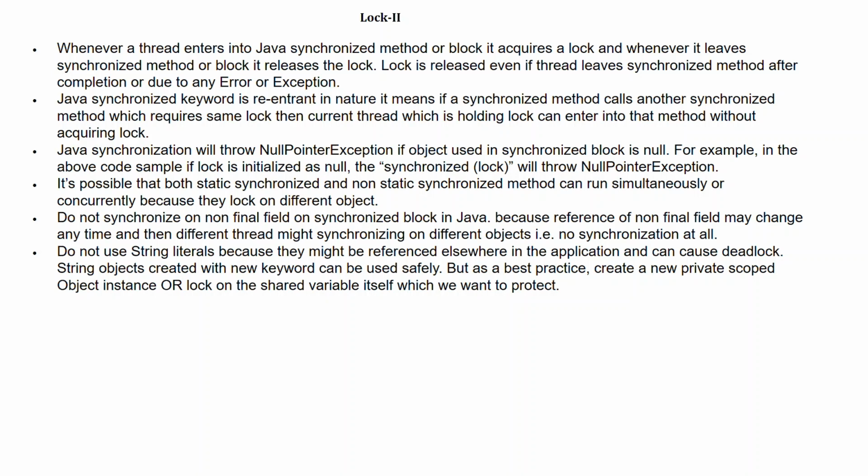Java synchronization will throw a null pointer exception if the object used in the synchronized block is null. For example, in the above code sample, if lock is initialized as null, the synchronized block will throw a null pointer exception. It's possible that both static synchronized and non-static synchronized methods can run simultaneously or concurrently because they lock on different objects.